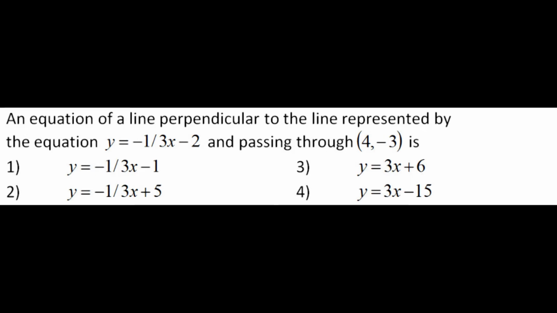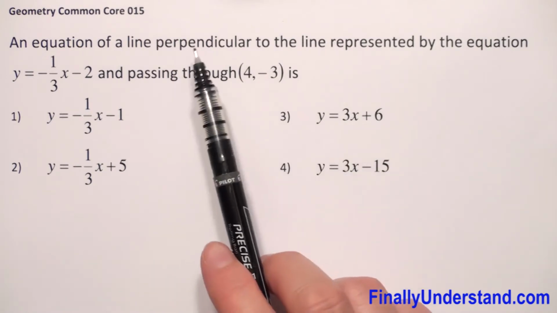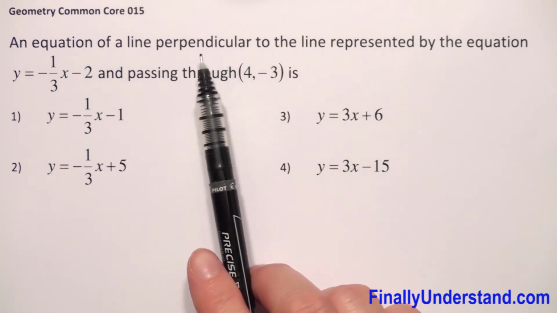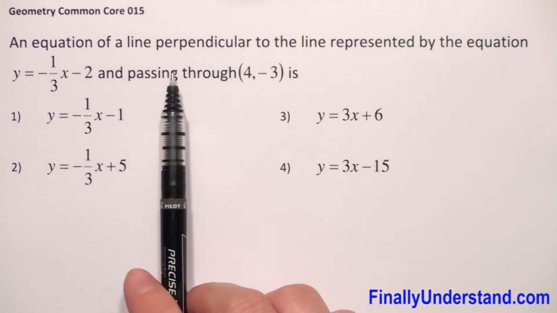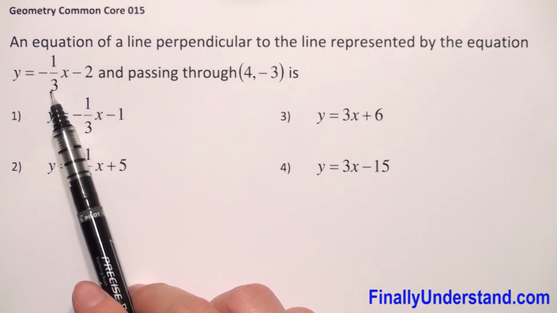Find the equation of the line perpendicular to the line represented by the equation y equals negative 1/3 x minus 2 and passing through the point (4, -3). And we have 4 equations. Because we have to find the line perpendicular, we know that the slope of perpendicular lines cannot be the same. We have here negative 1/3.